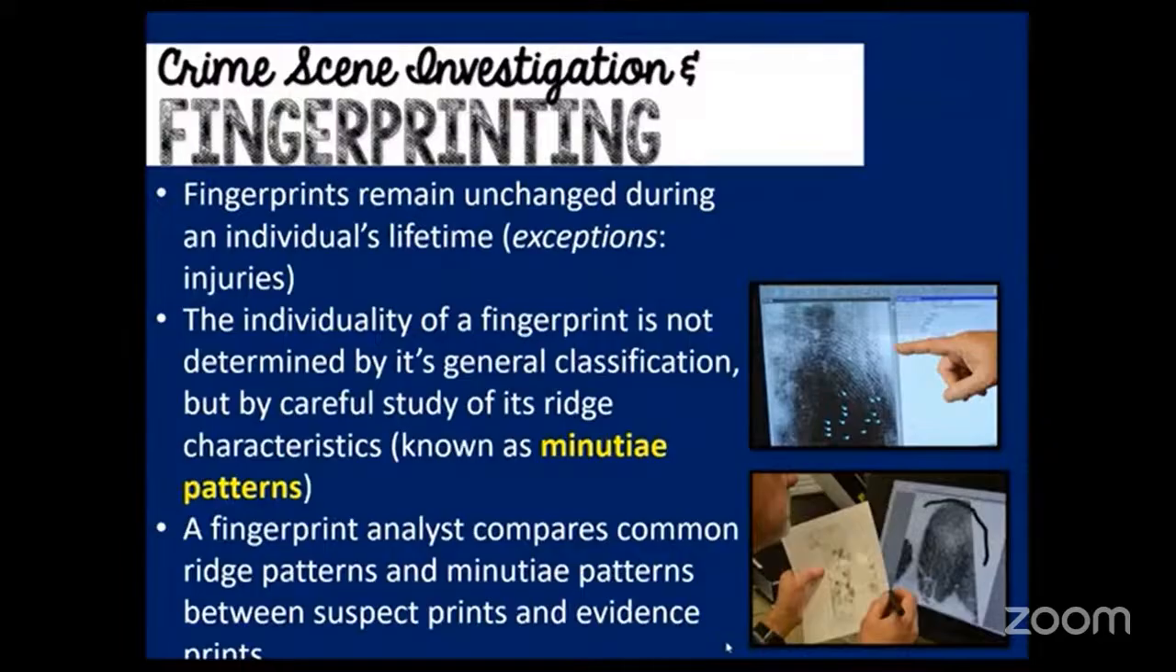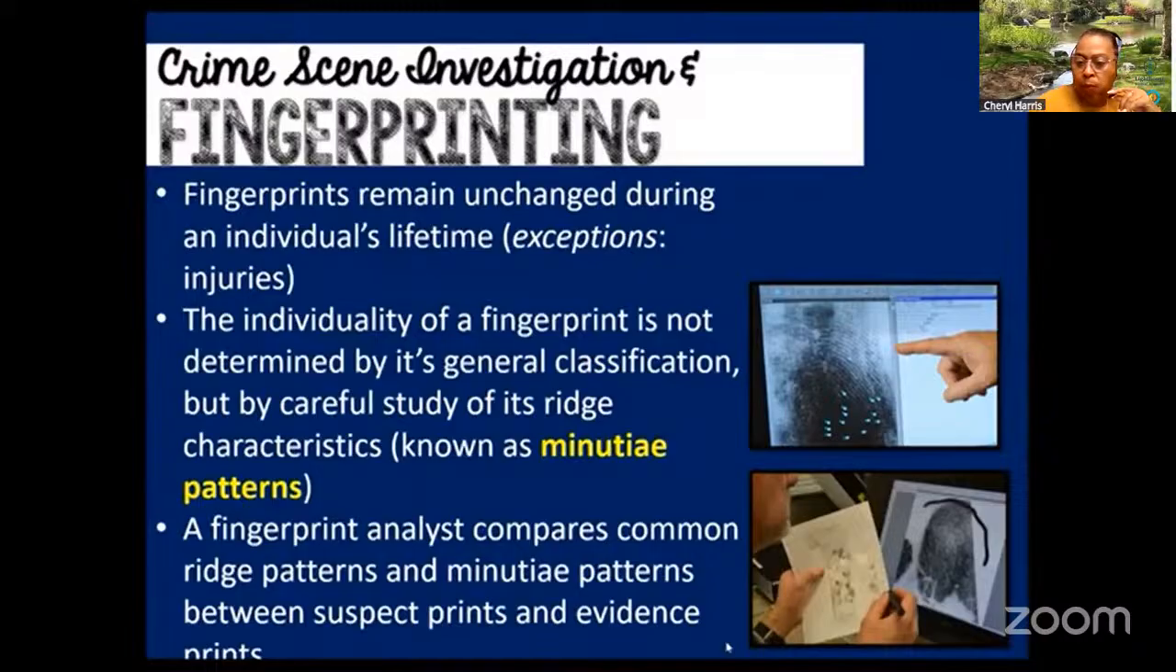The individuality of a fingerprint is not determined by its general classification, which means that a fingerprint analyst is not going to look at a suspect print compared to a crime scene print and say, oh, these are both loops, so they must be a match. However, they do look at what's called minutia patterns. So these are more specific patterns within the fingerprint that fingerprint analysts look for, and they try to get as many minutia patterns in common before they call a match a match. So a fingerprint analyst compares those common ridge patterns and minutia patterns. We're going to look at some of those patterns today.